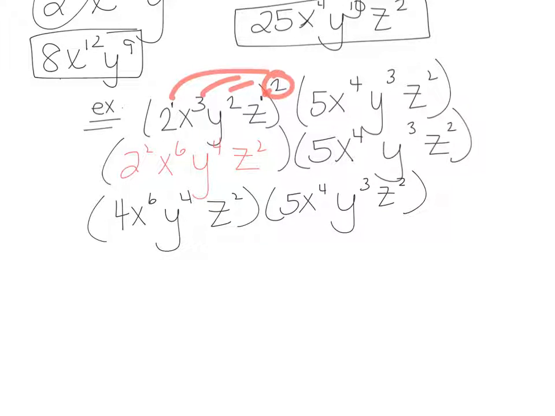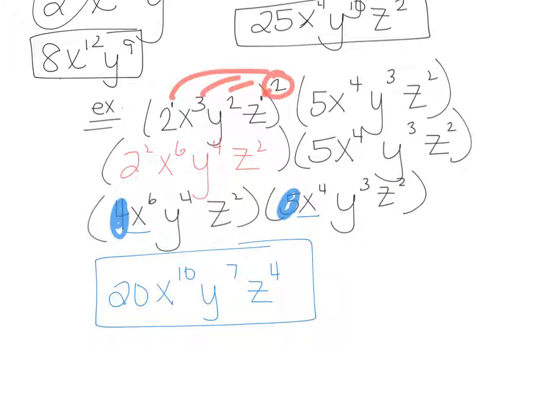All right, so now notice, I'm left with this. What operations between everything? Multiplication. So when you have big coefficients, 4 and 5, what do you do with them? You multiply and get 20. And what do you do with exponents? You add them. So x to the 10th, y to the 7th, and z to the 4th.